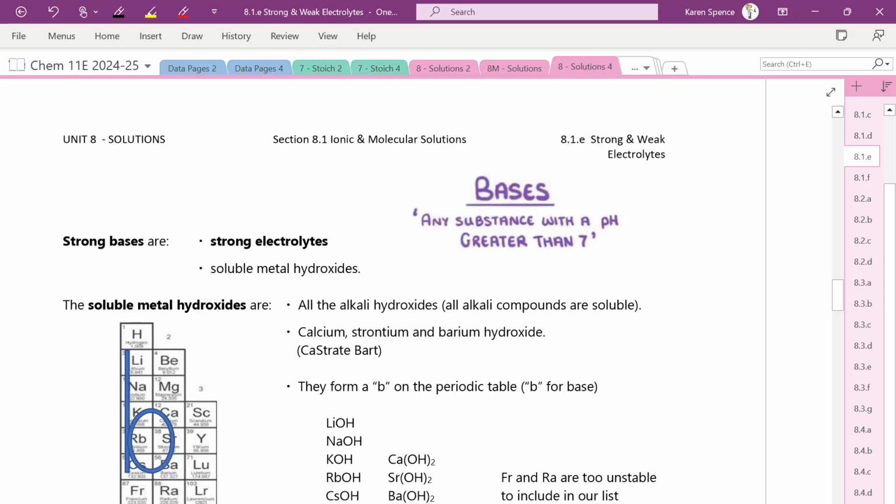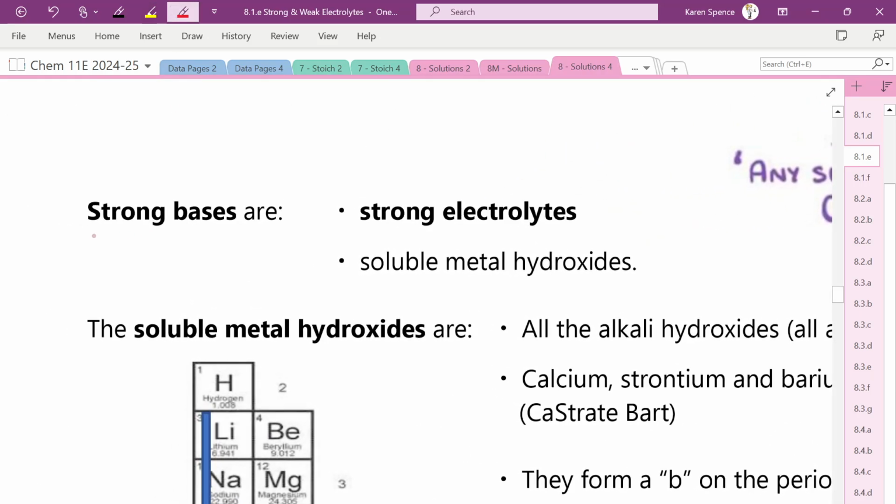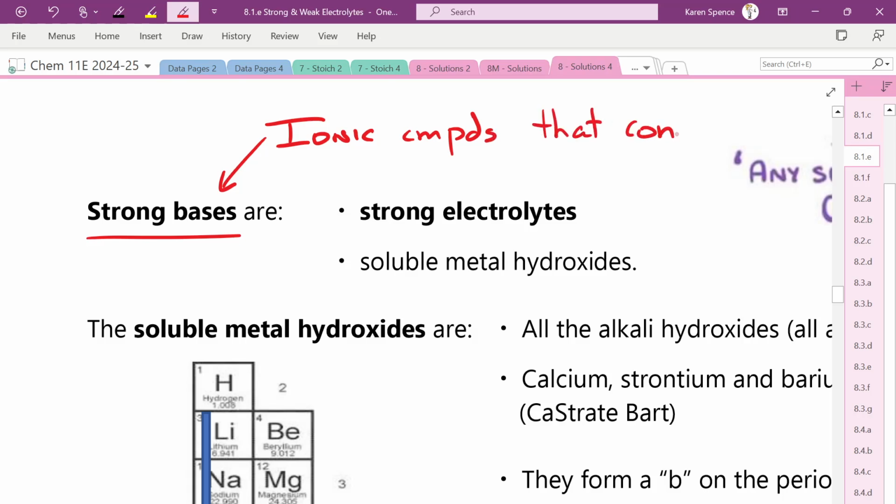Bases. How do you know you have a base? OH. So strong bases are ionic compounds that contain OH minus. And because they are ionic compounds, they will be strong electrolytes.